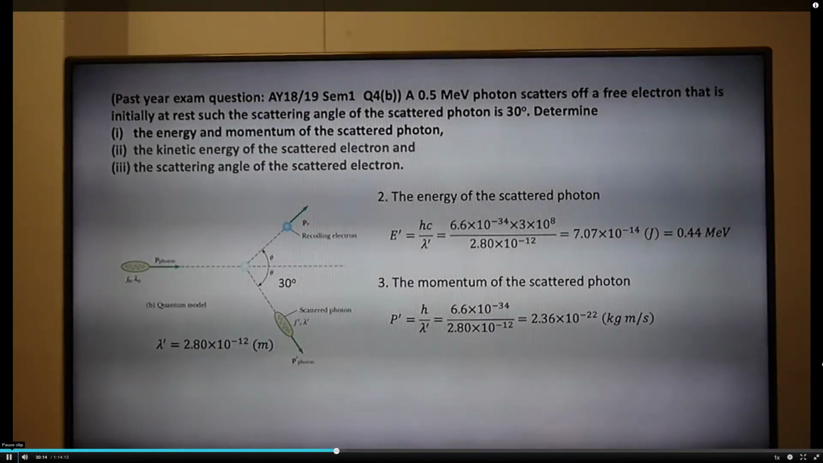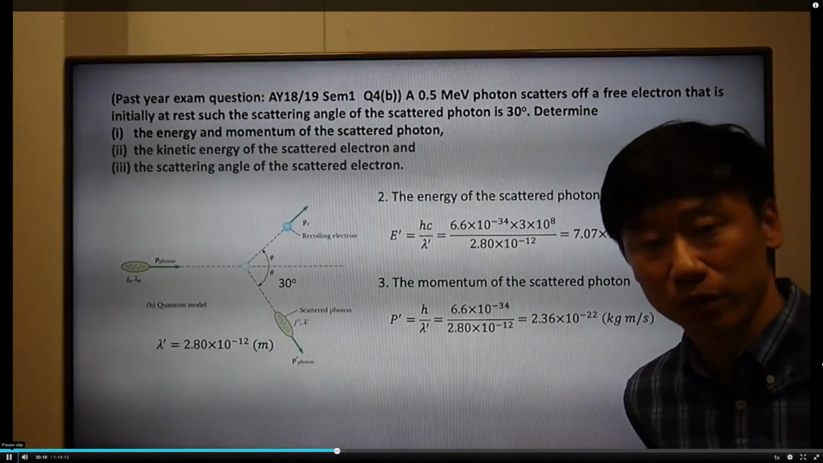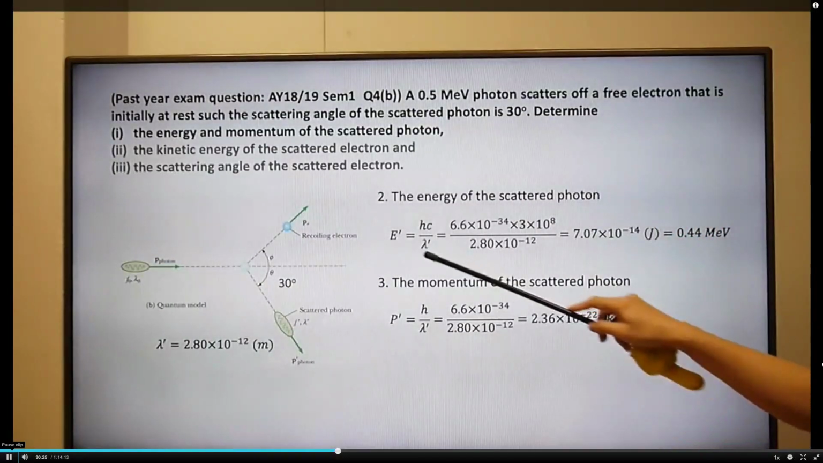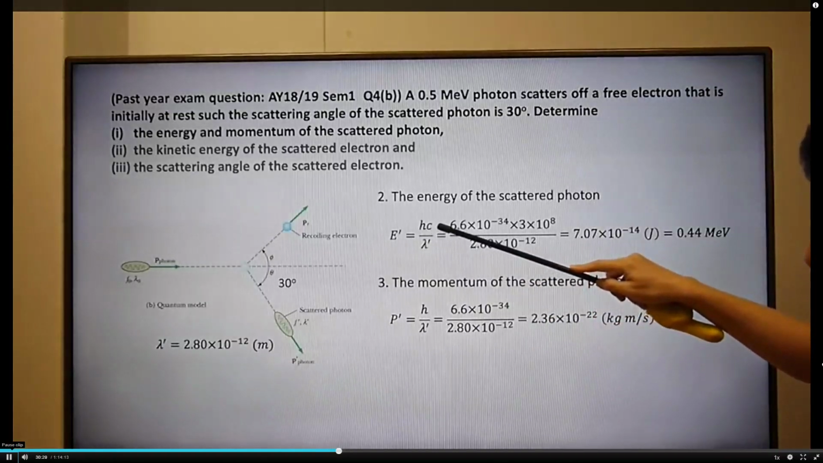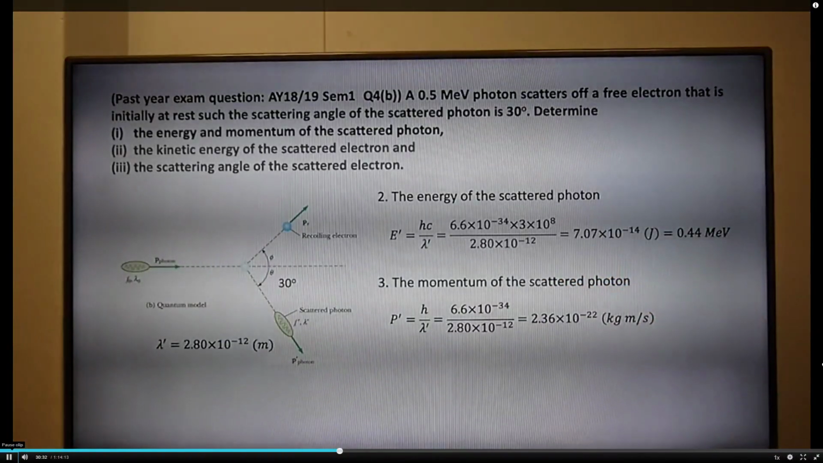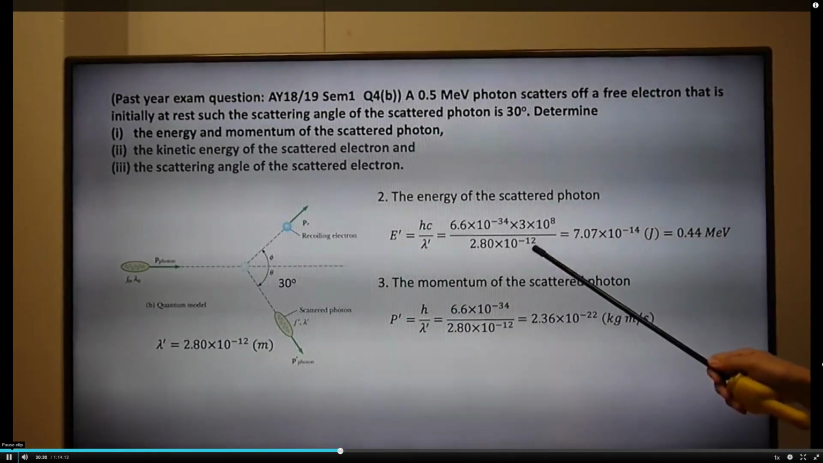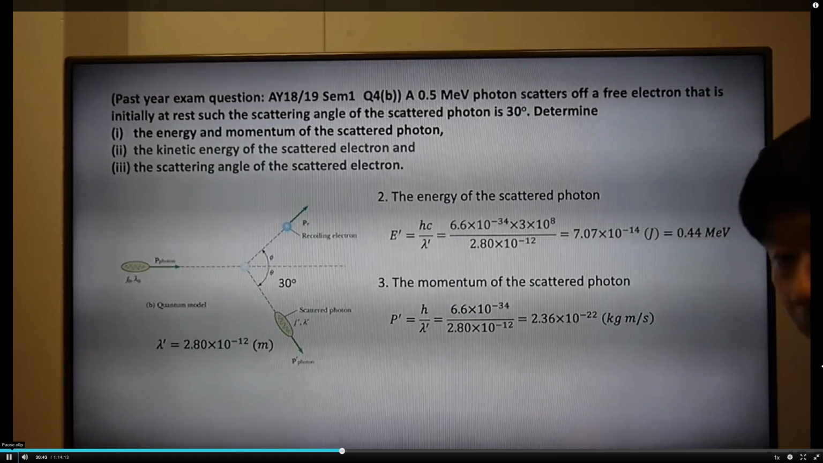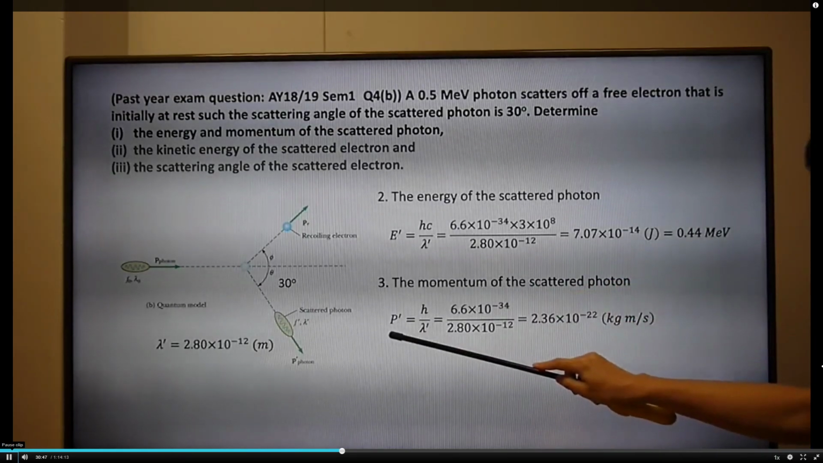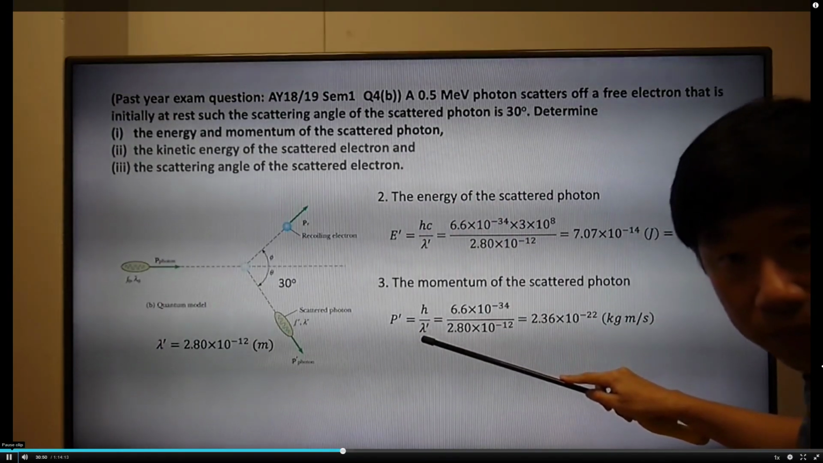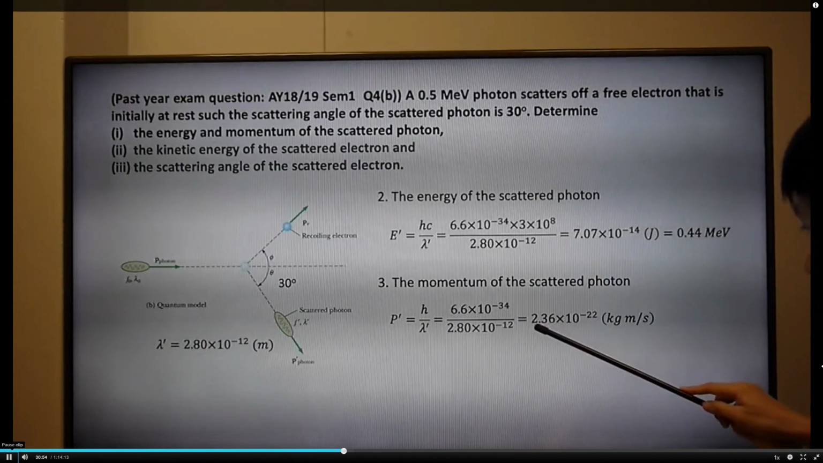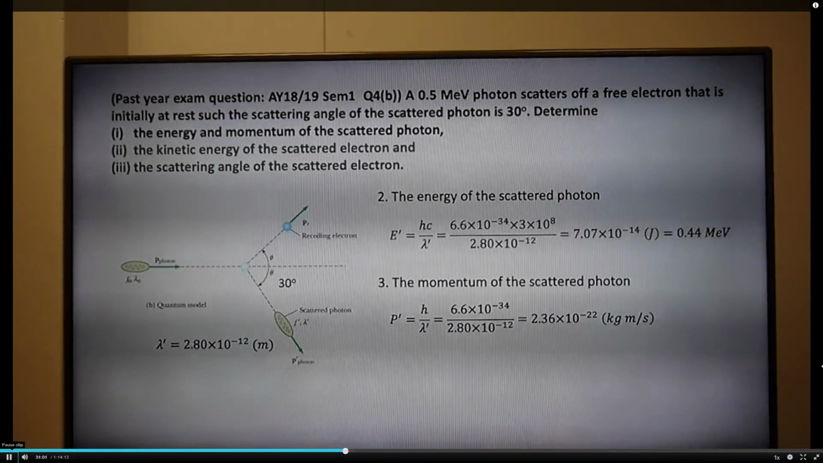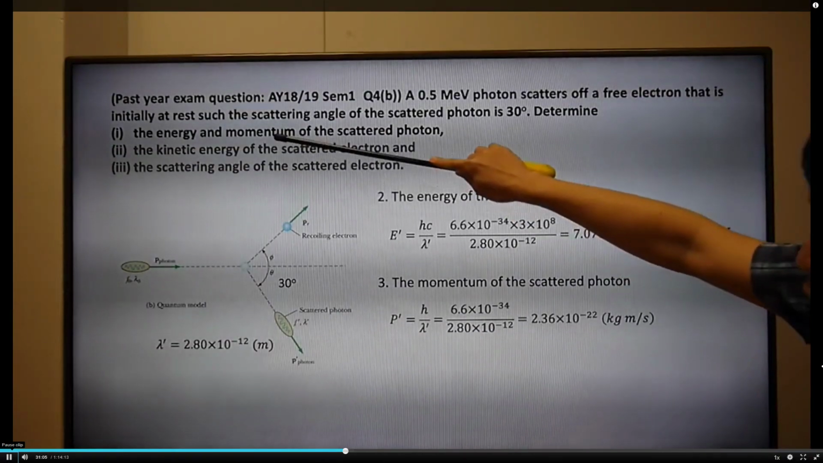Alright, now we got the wavelength of the scattered photon. Then we can calculate the energy and the momentum of it. How do you calculate the energy of the scattered photon? E prime is hc over lambda prime. Then the wavelength is 2.8 picometer right here. So the energy of the scattered photon is 0.44 mega electron volt. What about momentum? Momentum P prime is h over lambda prime. So it is 2.36 times 10 to the negative 22 kilogram meter per second. Okay, so we got the energy and momentum of the scattered photon.